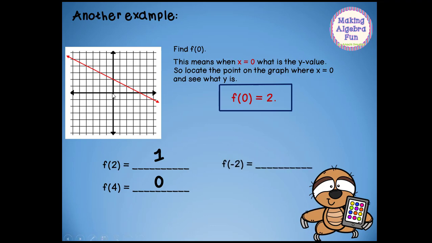F of negative 2 means go back 2. And if I go back 2, I'm right here on the line. That has a height of 3. F of negative 3 means go back 3. And if I go up to the line, I'm actually not on the grid for this one, but it looks like I'm up 3.5.